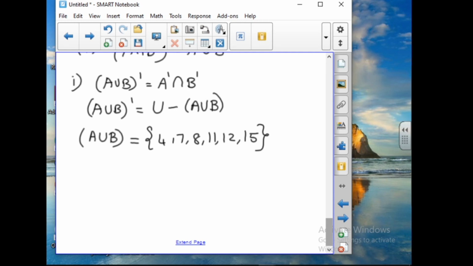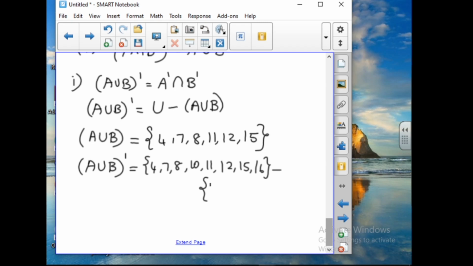So A union B whole dash. Whole dash means you have to compare with the universal set. So the universal set is what? 4, 7, 8, 10, 11, 12, 15, 16. From this you have to omit the set of A union B, that is 4, 7, 8, 11, 12 and 15. So for complementation you have to eliminate from the universal set. So what are the common elements?